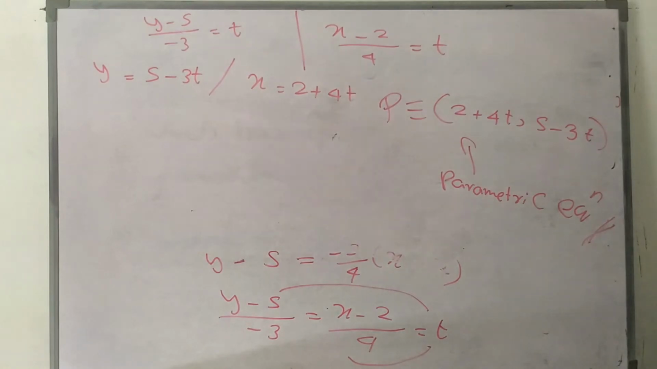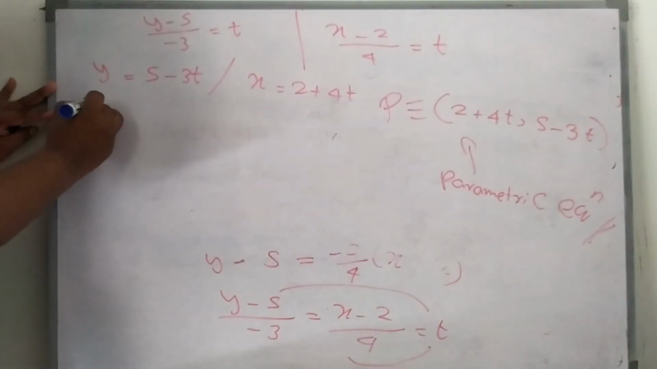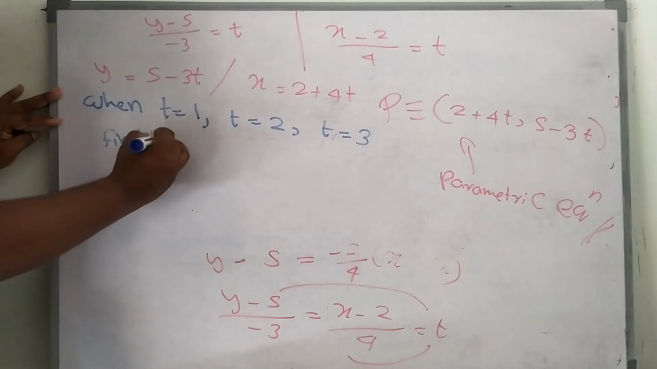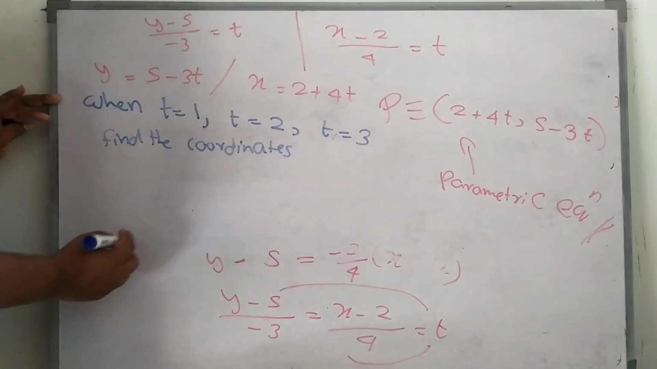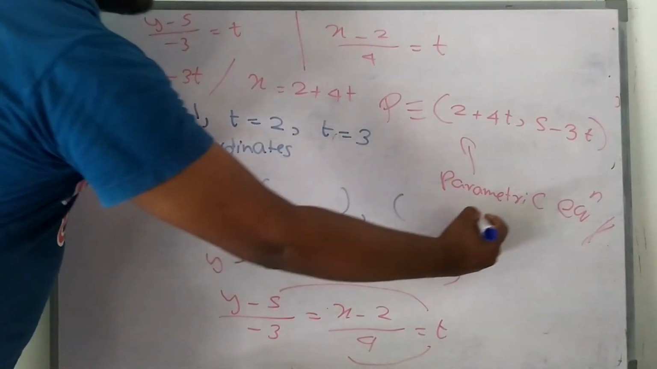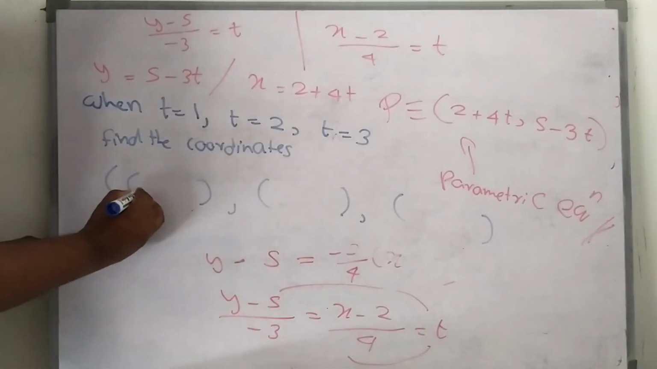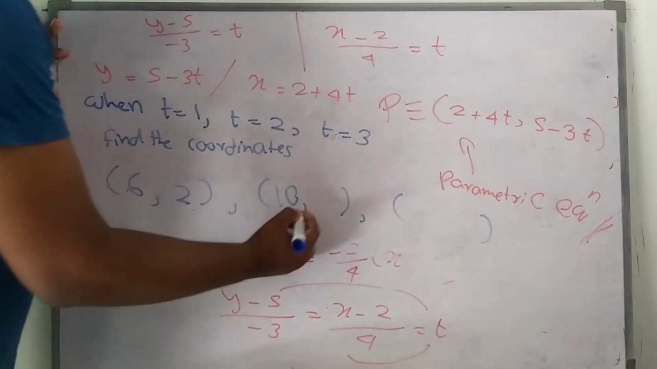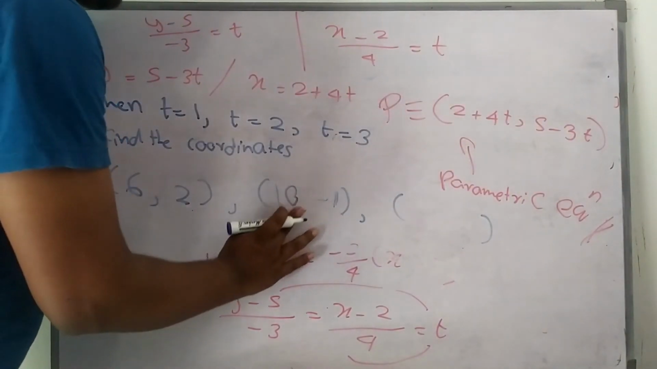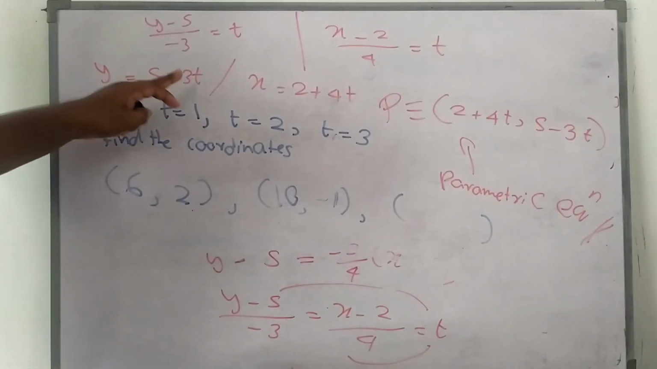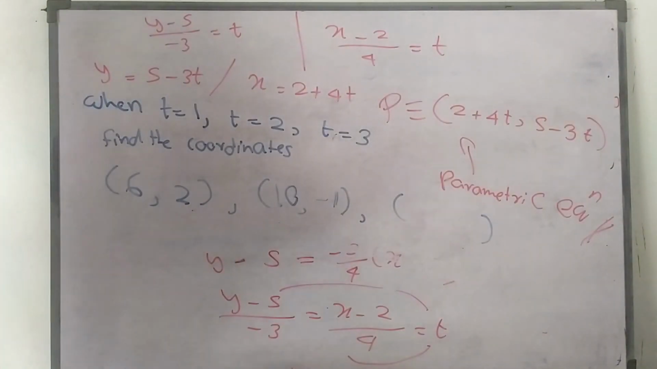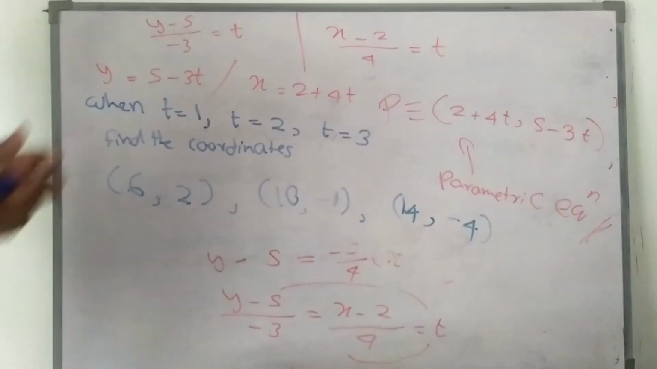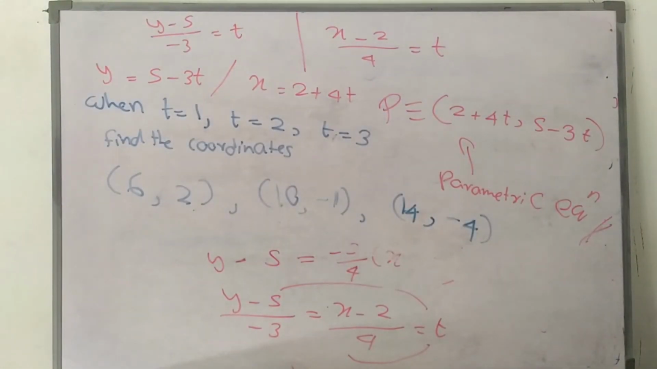Okay, so now I'm using some t values. When t equals 1, t equals 2, t equals 3, find the coordinates. When t equals 1, it's 6 and 2. When t equals 2, it's 10 and minus 1. When t equals 3, 12 plus 2 is 14, and 5 minus 9 is minus 4. These are the coordinates when t equals 1, t equals 2, t equals 3, right?